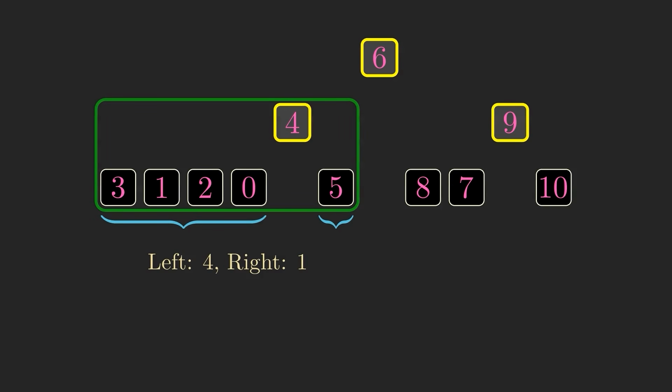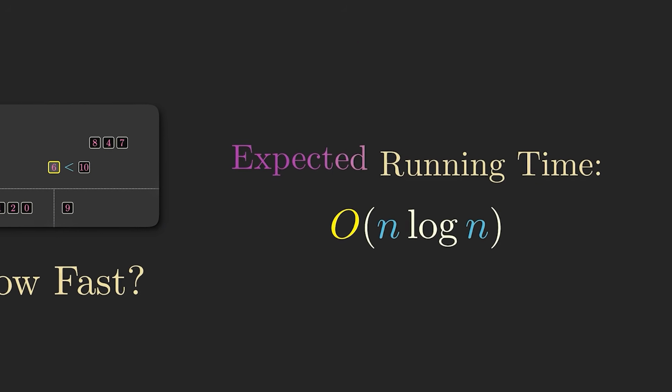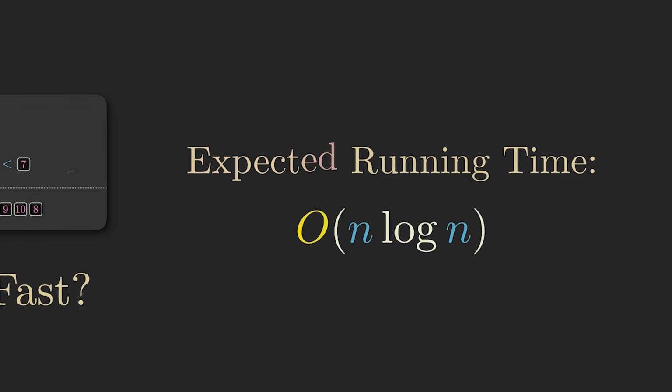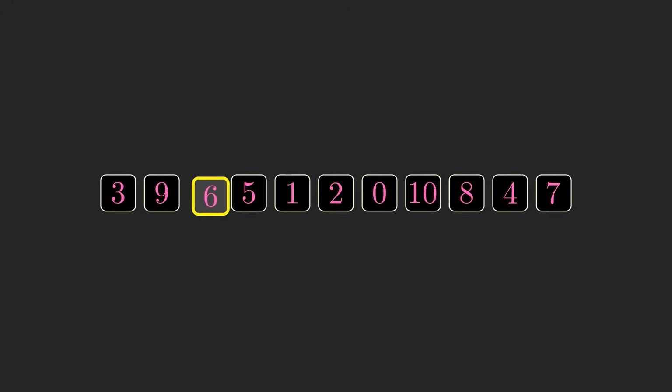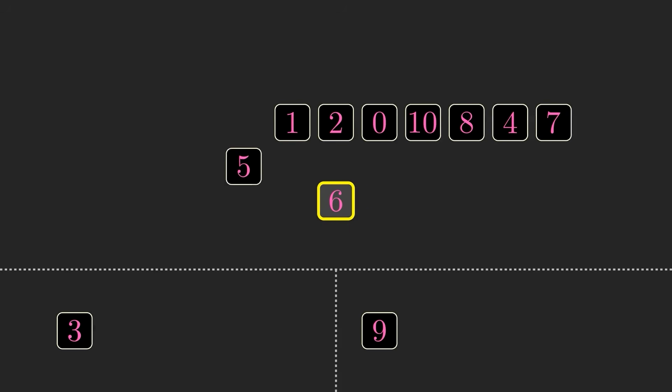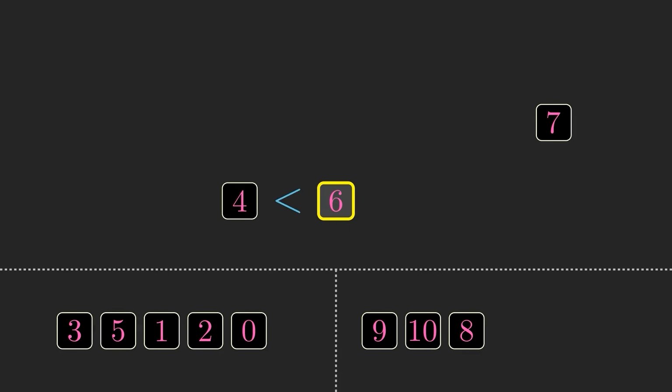That being said, there's a pretty intuitive reason for why the running time is O of n times the logarithm of n. Let's count up how many operations are performed at each step of the algorithm. At the very start, all we did was pick a pivot and then scan through the list once to separate the numbers into the left and right sublists.